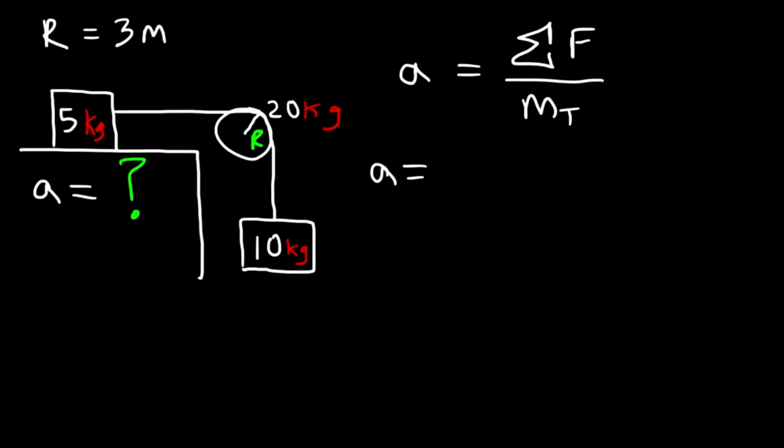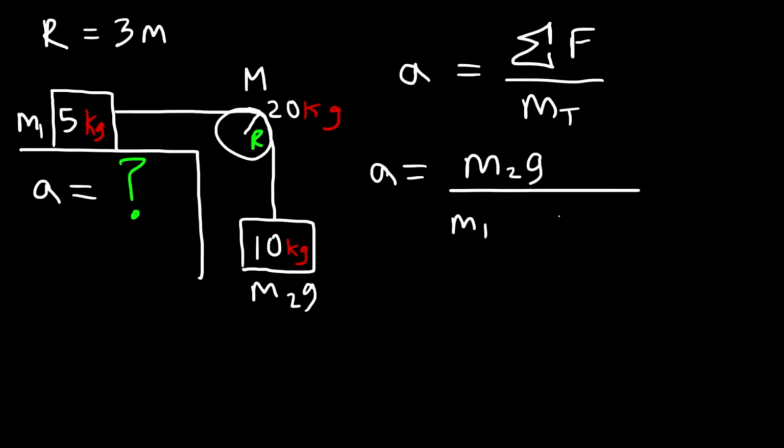So the only force that's really driving the system to motion is the weight force of this block. That weight force is the net force acting on the entire system. Let's call this M2, this M1, and this capital M, the mass of the disk. So the net force of the system is M2 G, and then we need to divide it by the total mass of the system. That's the mass of the first block plus the mass of the hanging block.